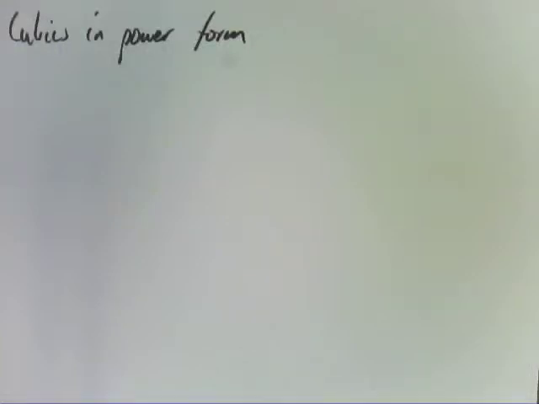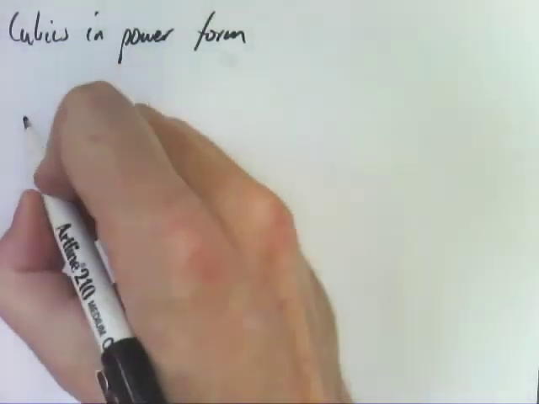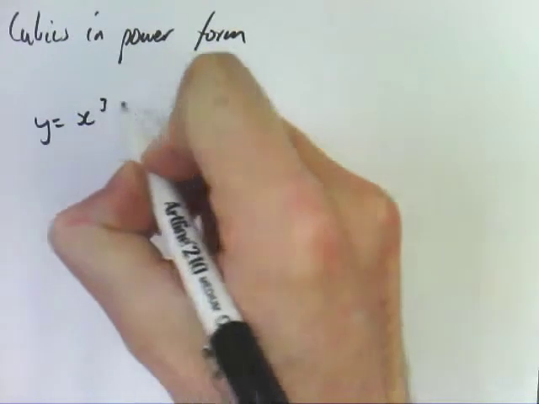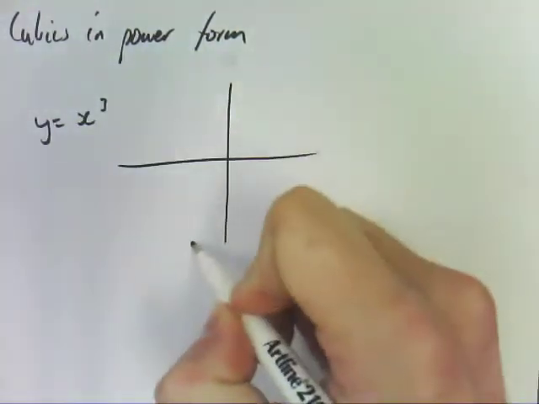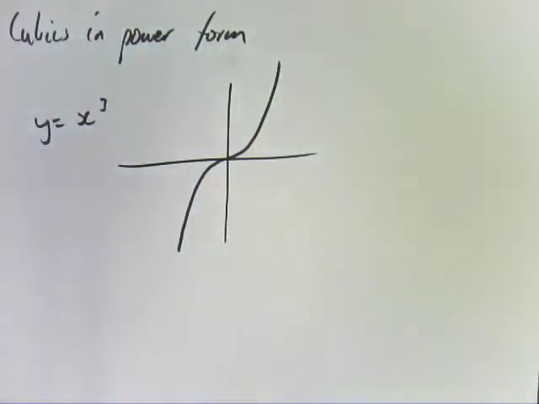3J, cubics in power form. Alright, so cubics in power form is very like quadratics in power form and like everything else we've done in power form. It's about horizontal translations and vertical translations, reflections and dilations. So your standard y equals x cubed graph we talked about in the last video basically does that.